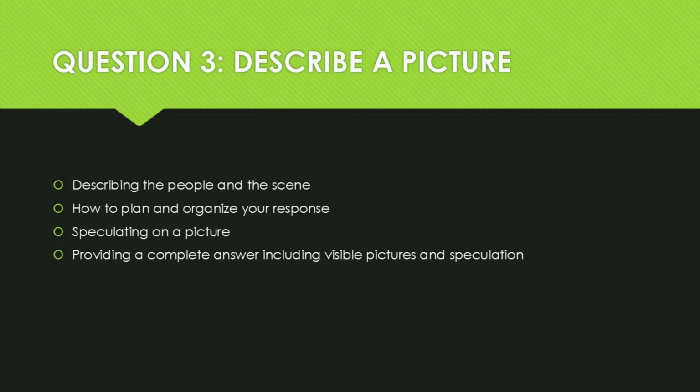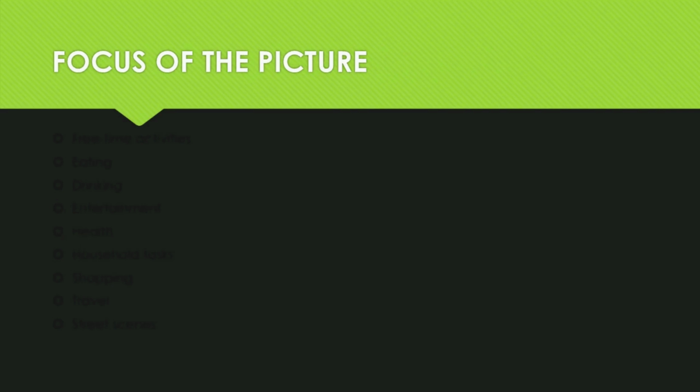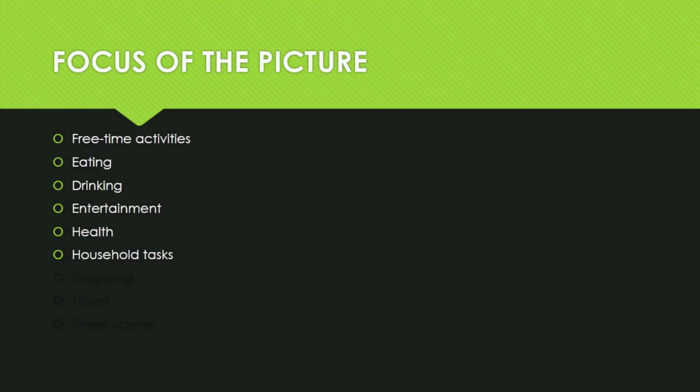Remember that in this part of the task, you'll be given a picture to describe in as much detail as you can. You will have 30 seconds to prepare your response, and you will have 45 seconds to speak about the picture. You have to speak clearly, but say as much as you can in the time allowed, and that is 45 seconds. The picture may be one of these: free time activities, eating, drinking, entertainment, health, household tasks, shopping, travel, or street scenes.